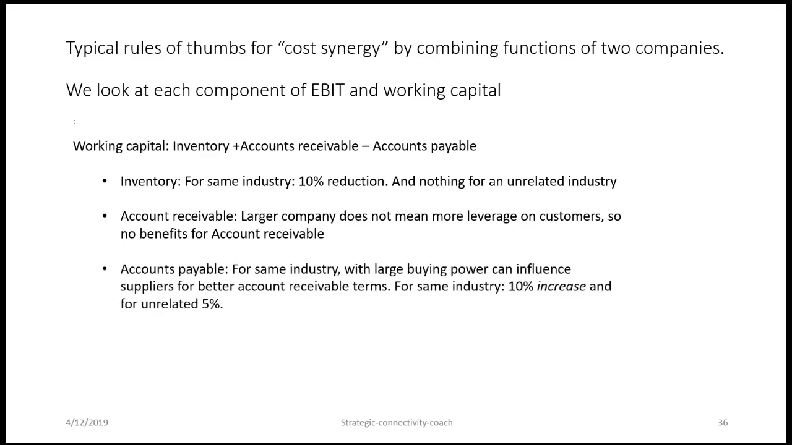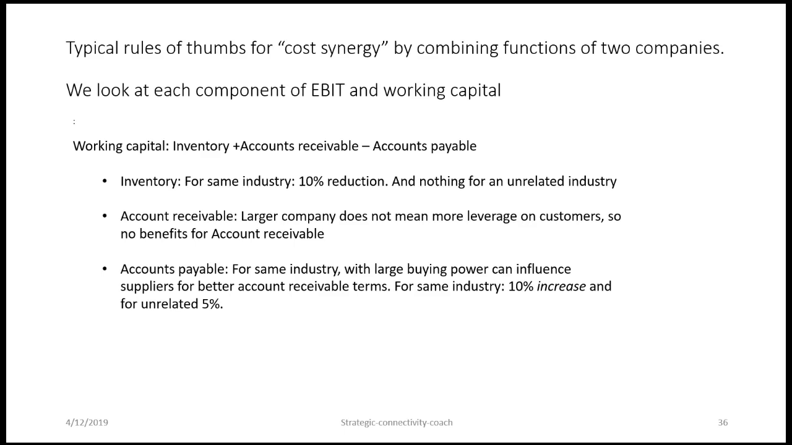For accounts payable, in the same industry or a related acquisition, because now that you've combined, you have more buying power. You're buying for two companies, so you can go back to the suppliers and negotiate a better deal. For the same industry, you can get a much higher number, 10%, and for unrelated, 5%. And why is that? Because when you're in the same industry, your buying power is in both areas.